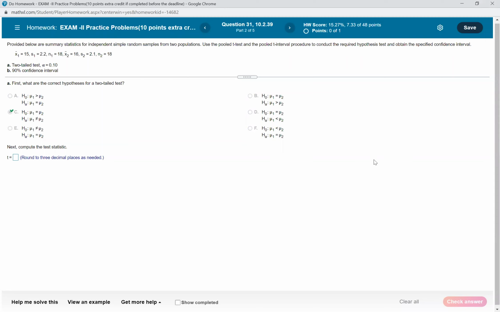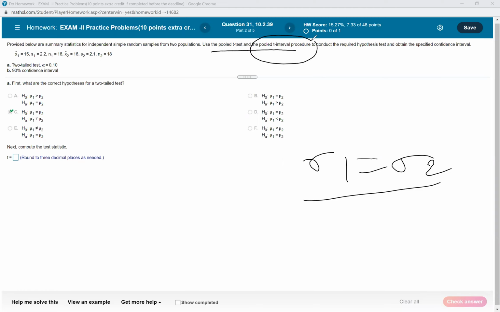Okay, now I'll tell you how to compute the test statistic. First, you need to determine whether you are using the pooled hypothesis test or the non-pooled hypothesis test. When do we use the pooled hypothesis test? When we have the assumption that sigma 1 is equal to sigma 2. Since it is given that the pooled t interval is appropriate, we can do a pooled t-test in this case.